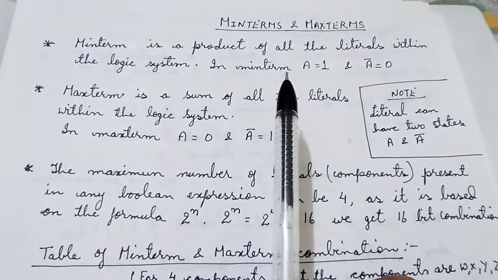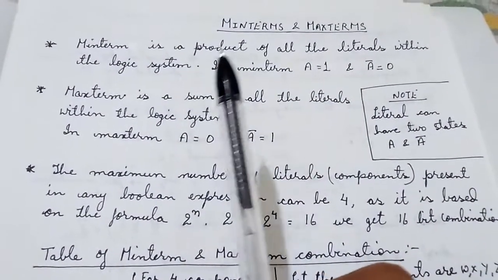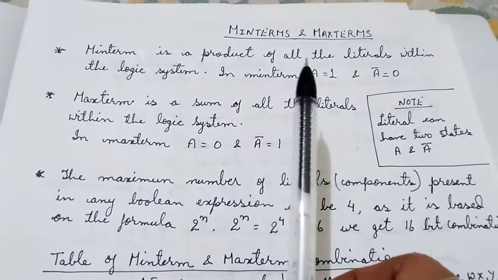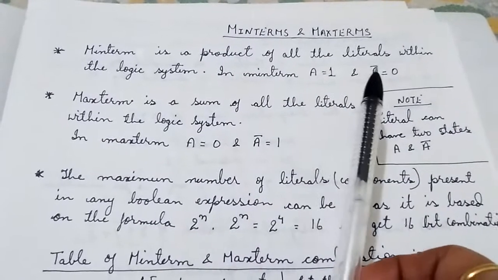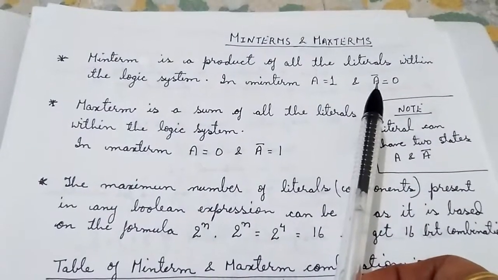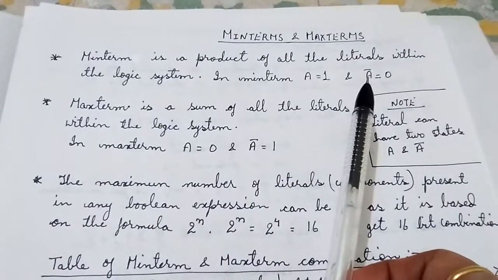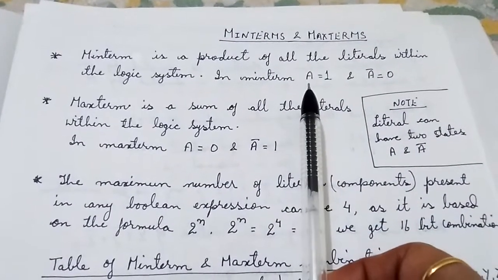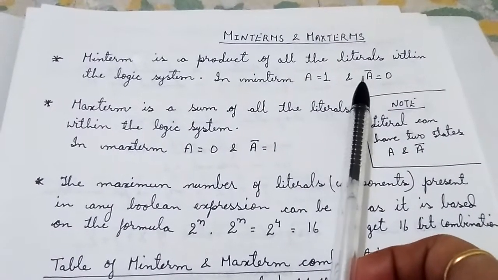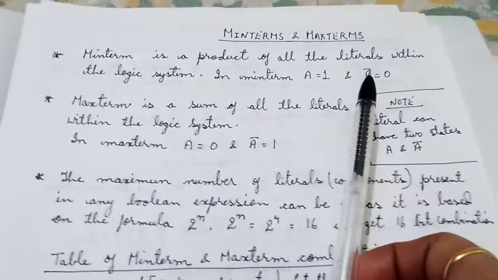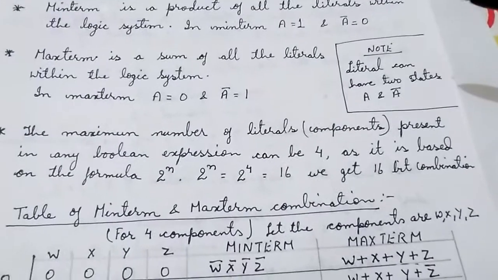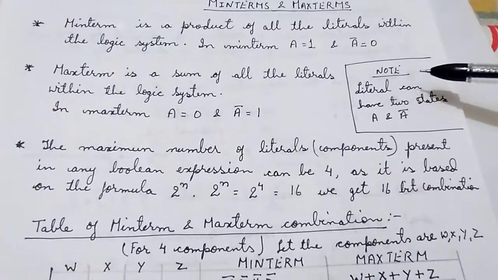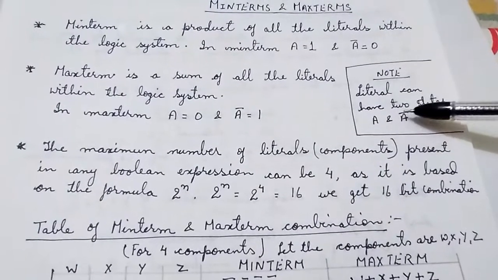Any component or literal can have a maximum of two states, a and a bar. Suppose we take x, then x and x bar. X bar is its complemented form. So in min term, a equals 1 and a bar equals 0. So we can go with the note that the literals or components can have only two states, a and a bar.